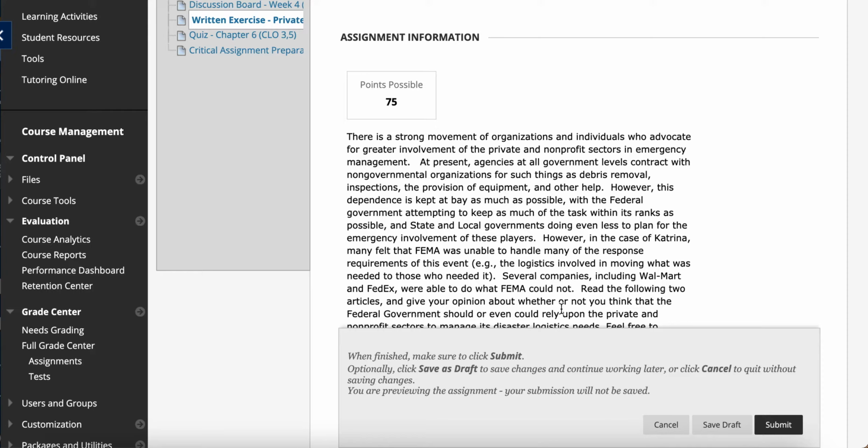However, in the case of Katrina, many felt that FEMA was unable to handle many of the response requirements of this event. As an example, the logistics involved in moving what was needed to those who needed it. Several companies, including Walmart and FedEx, were able to do what FEMA could not do.